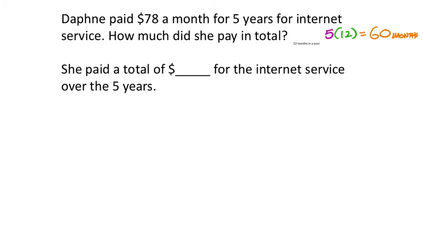So Daphne is going to pay $78 for 60 months. Sorry, let me say that again. $78 a month for 60 months, which is the same as having 60 groups of that value up there. We have the 78, where did I put that? $78, there it is. So this is really just 60 times 78, and whatever we get from this value will be our final answer that we're just going to put in this box right here.